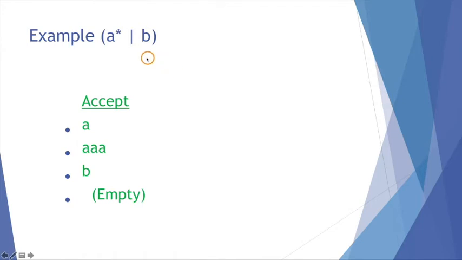In this case, we have A star or B because we have the vertical bar here. So that means you can either pick the left-hand side or the right-hand side. So A star means you can have any number of A's. You can have no A's, that means it's an empty string. You can pick just one A or 3 A's as well. And if you pick the right-hand side, then you can only pick one B. So those are the only strings that can be accepted.